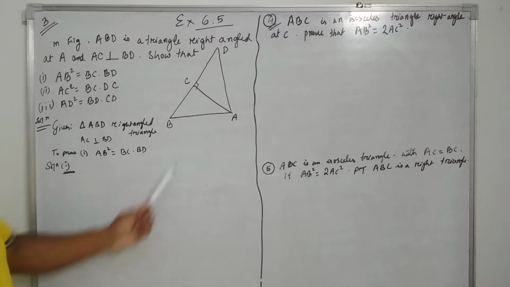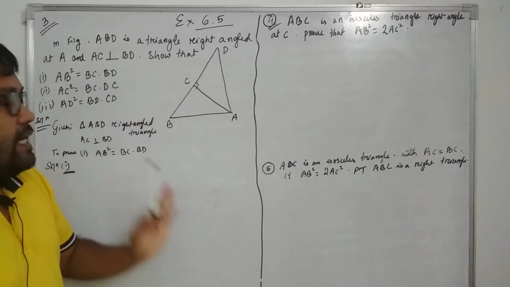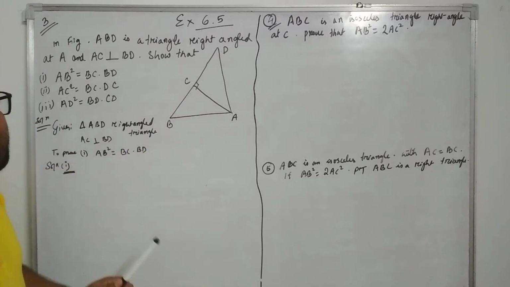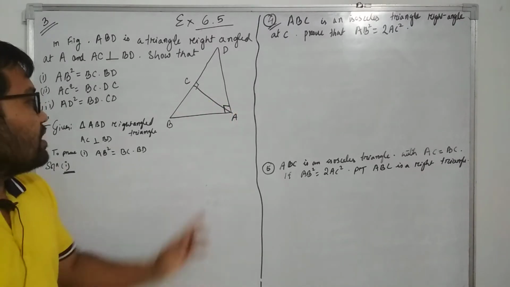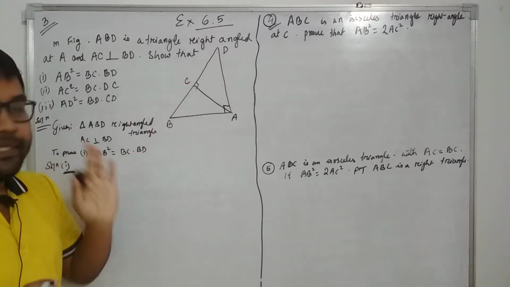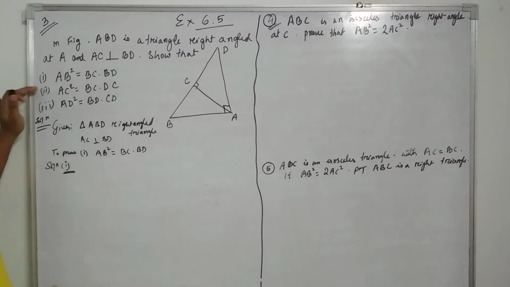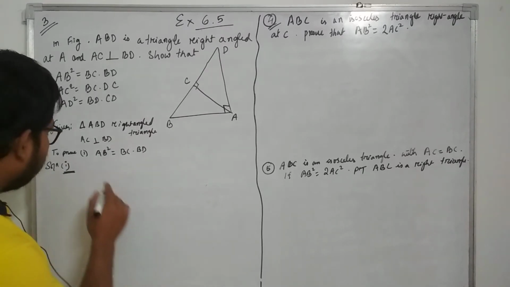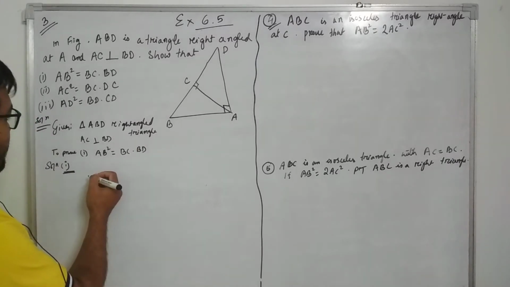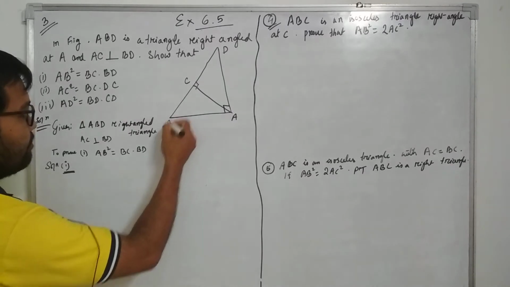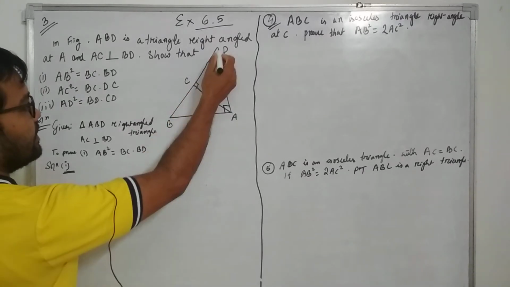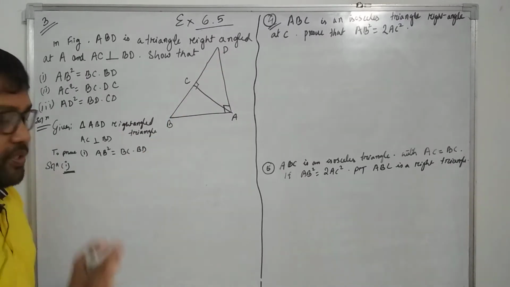Now see, ABD is a right angle triangle, right angle at A. AC perpendicular to BD is given. We need to prove three different things. First of all, AB square equal to BC into BD. These are the three lines considered.